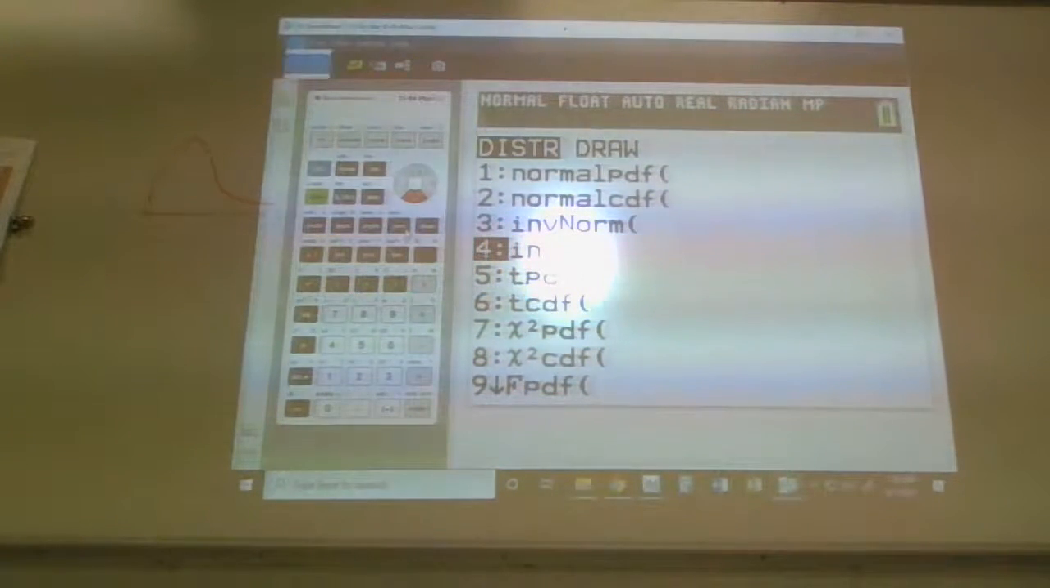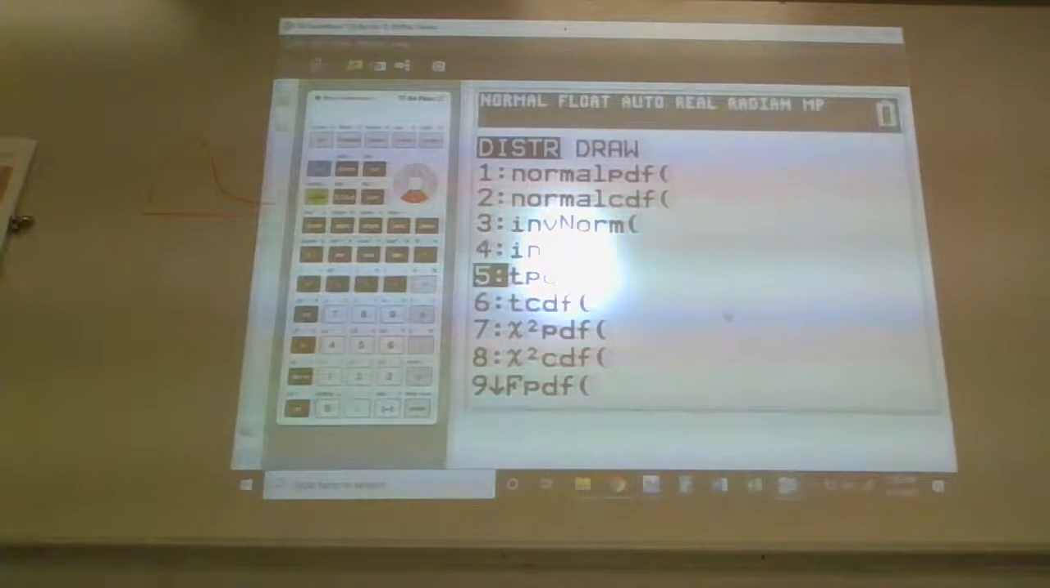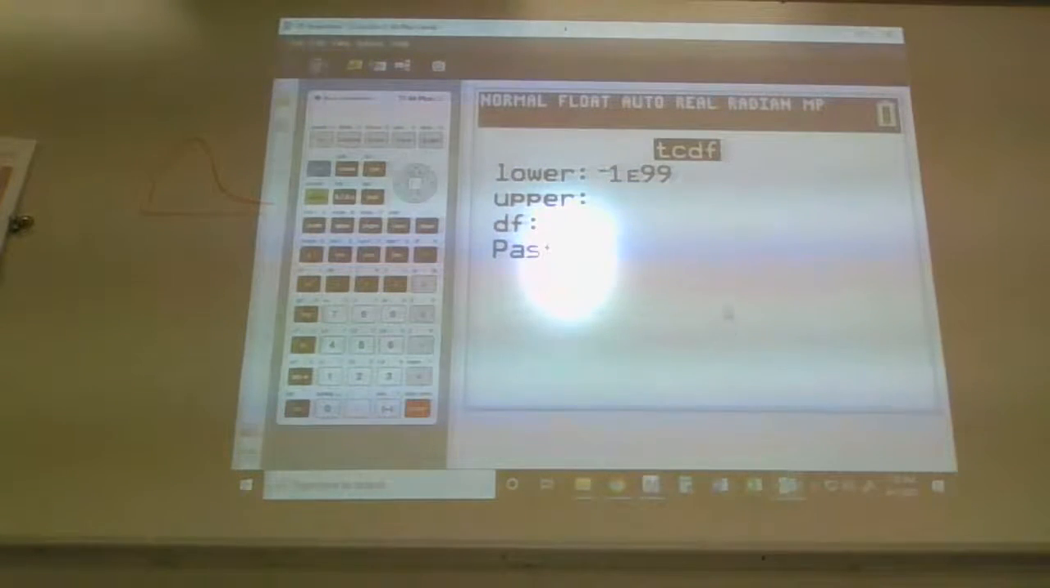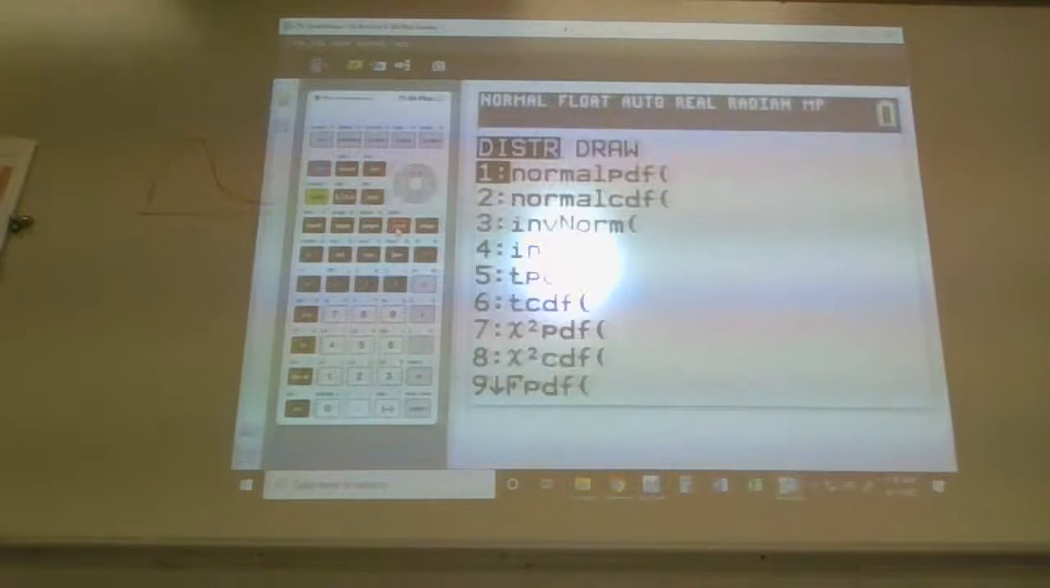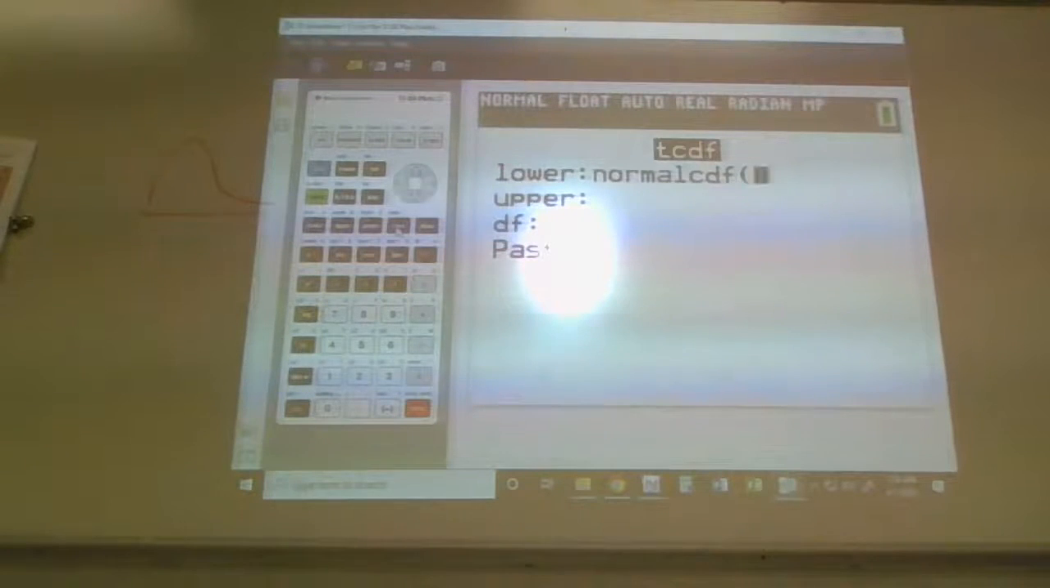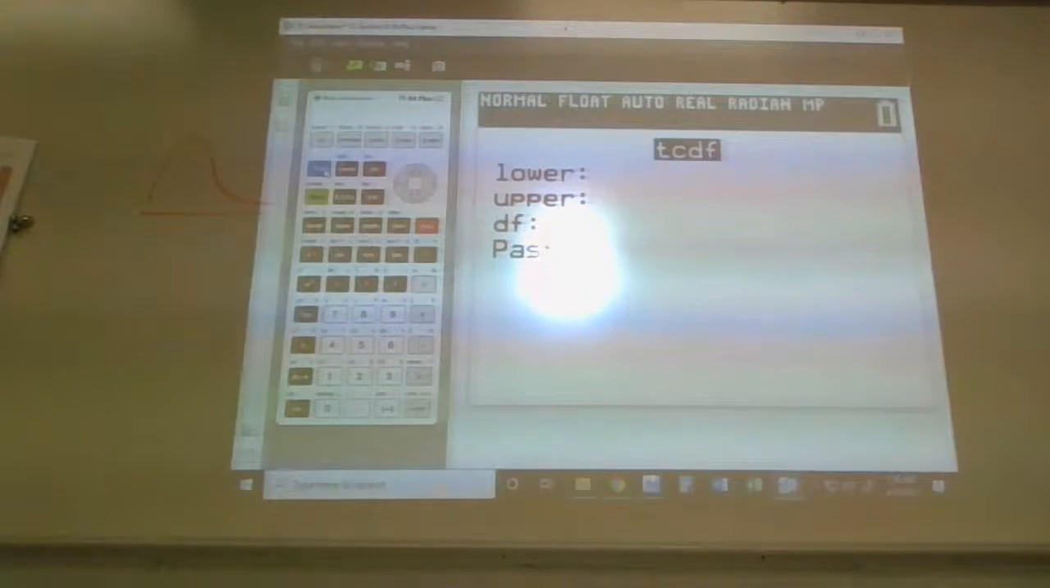Look what happens when I go to TCDF, though. What do you notice is the difference between TCDF and normal CDF? Similarities, they both have lower and upper. But what's the difference? Let me go back and I'll show you normal CDF. Go ahead. Degrees of freedom. What does it not have?